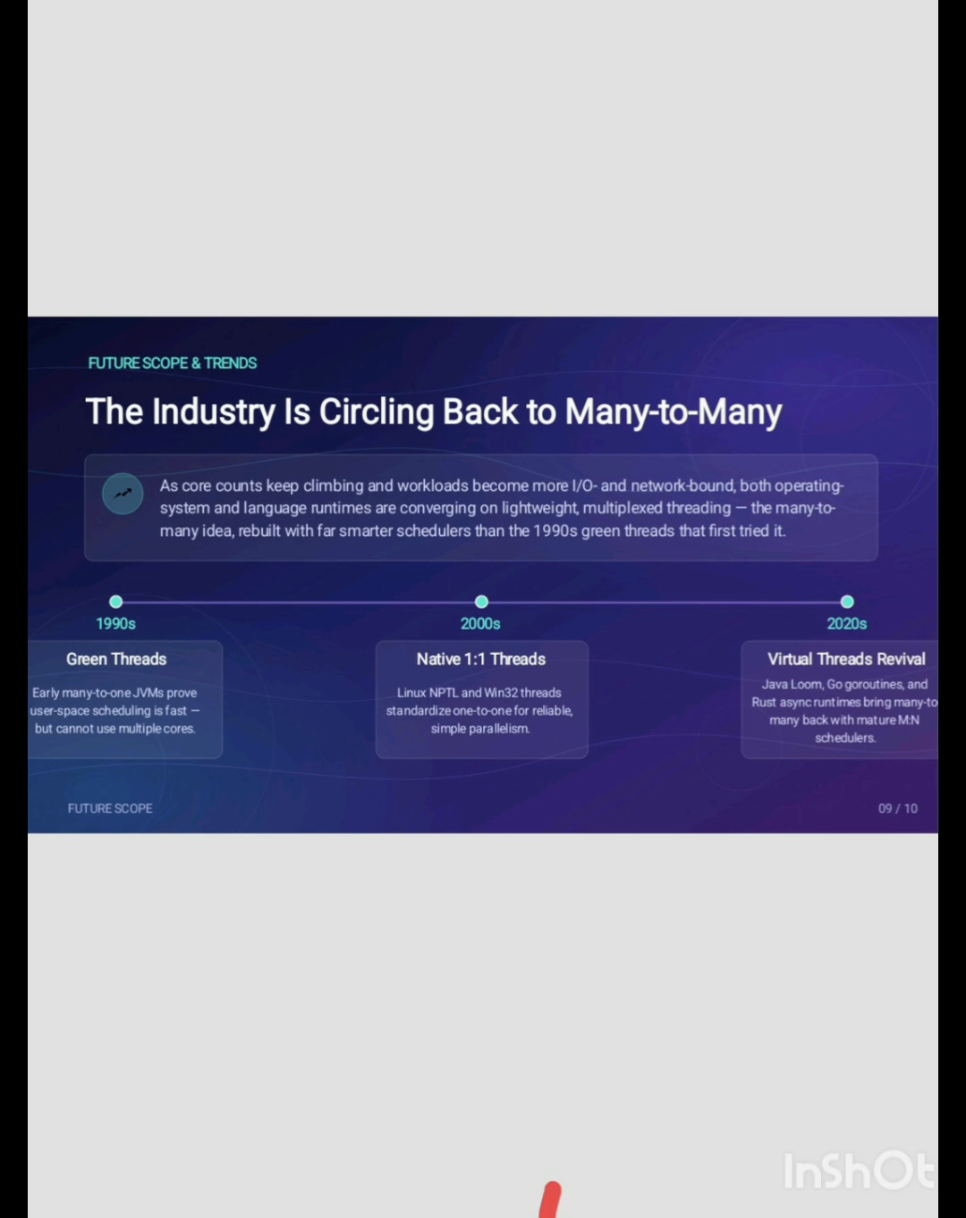1990s green threads: early many-to-one JVMs proved user-space scheduling is fast but cannot use multiple cores. 2000s native one-to-one threads: Linux NPTL and Win32 threads standardize one-to-one for reliable, simple parallelism. 2020s virtual threads revival: Java Loom, Go goroutines, and Rust async runtimes bring many-to-many back with mature M:N schedulers.